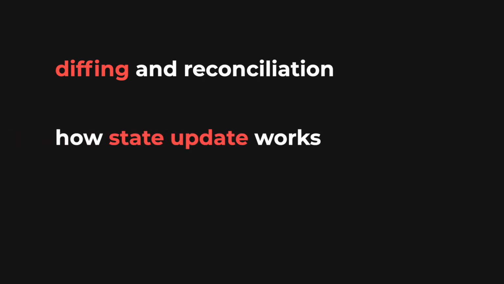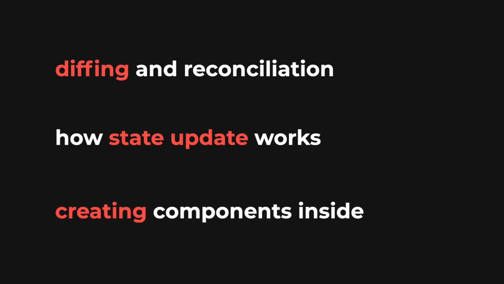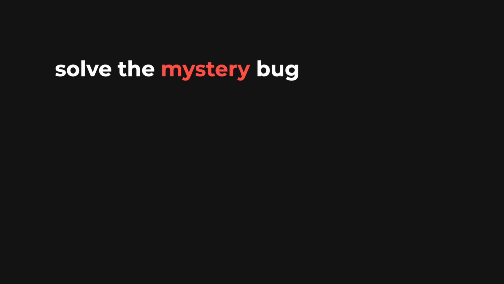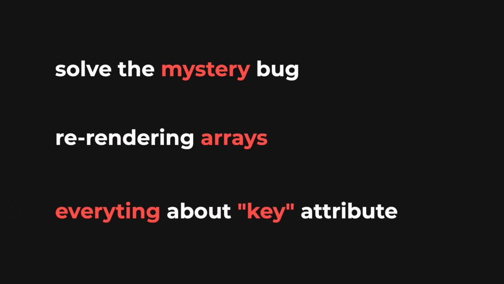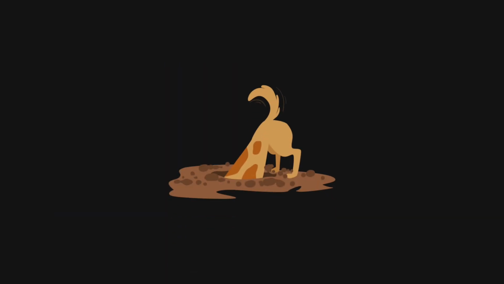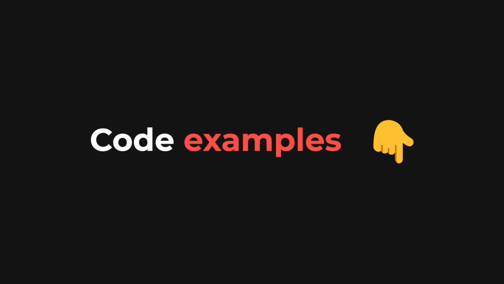We'll start with investigating a very interesting bug, and in the process we'll learn how React diffing and reconciliation work, look into what happens when a state update is triggered, understand why we shouldn't create components inside other components, solve the bug of two different components sharing the same state, look into how React renders arrays and why it's important to know, what is the purpose of key attribute and how it works, and when key attribute is useful outside of the lists. There will be a lot of digging into weird React behavior today. Code examples to play around with it on your own are linked in the description.